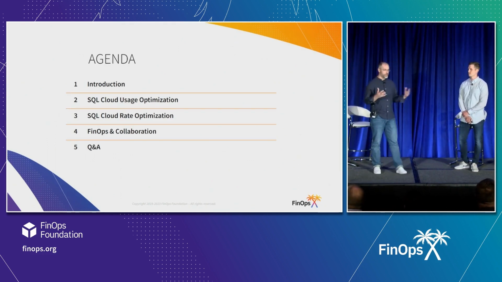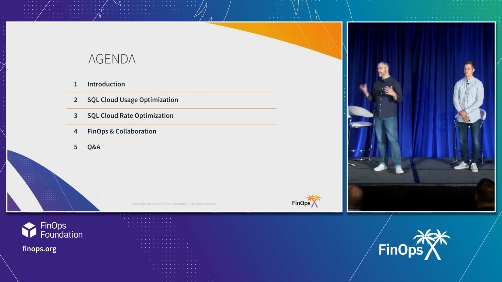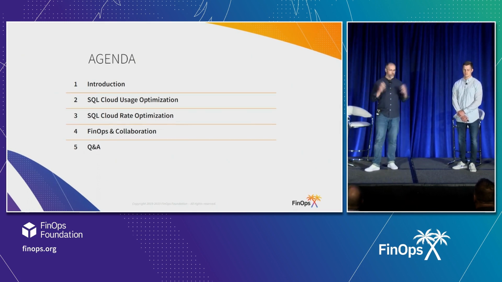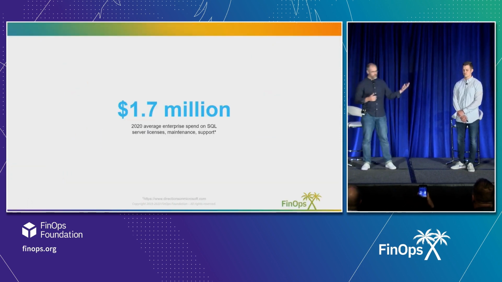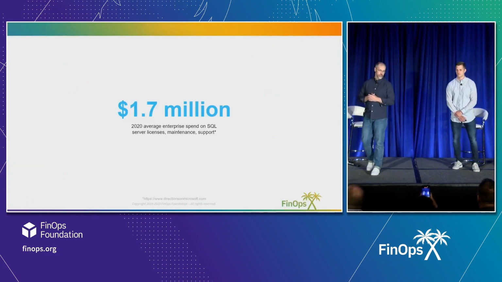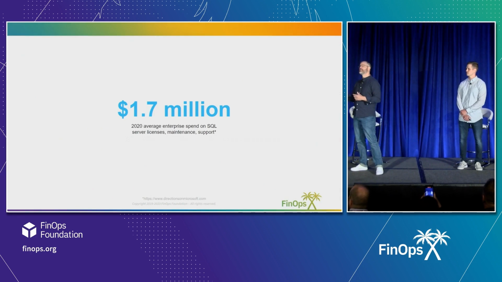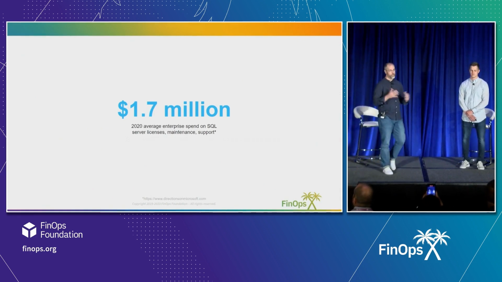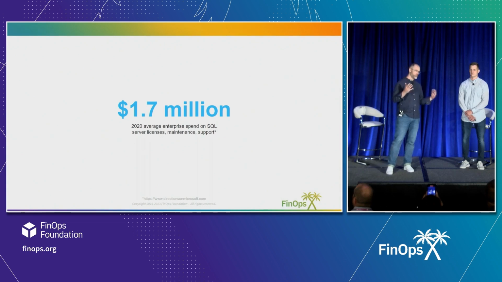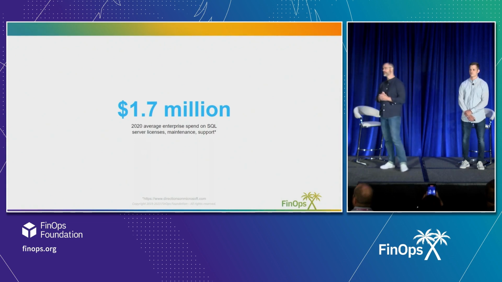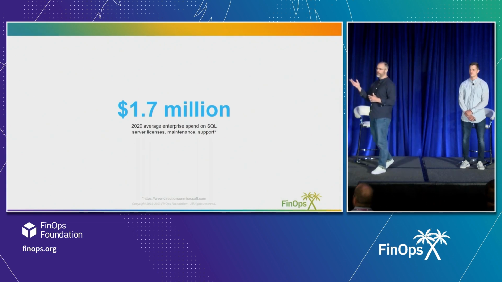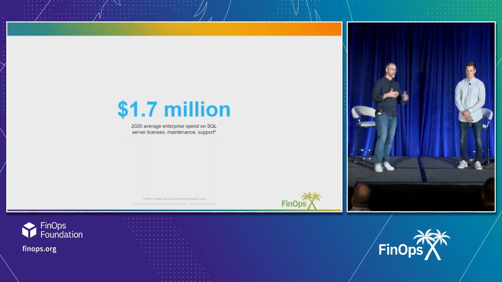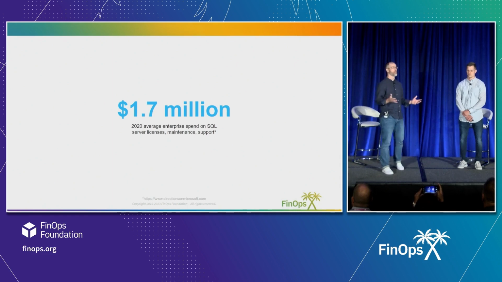So the agenda is pretty straightforward. We're going to talk about usage optimization and rate optimization, but let's jump right into it, Parker, because I know you're going to dive into that a little bit more. One of the statistics that I thought was interesting is almost $2 million. That was the average expenditure of enterprises on SQL annually. And I think for some of you in here, it's probably tens of millions. It's not uncommon for us to see that.